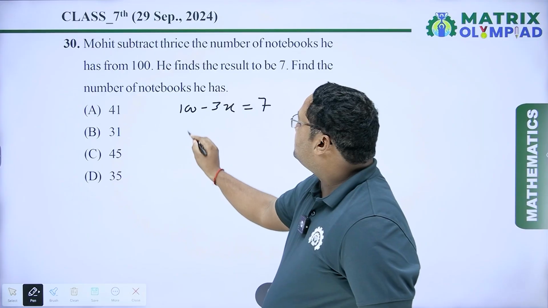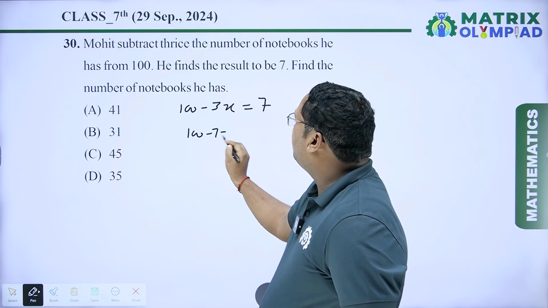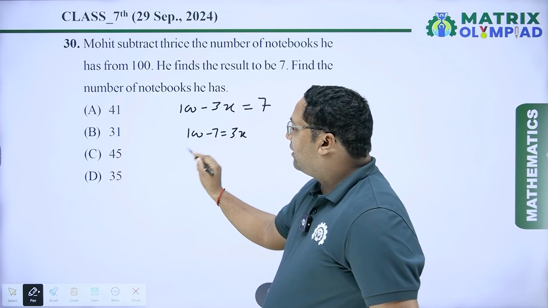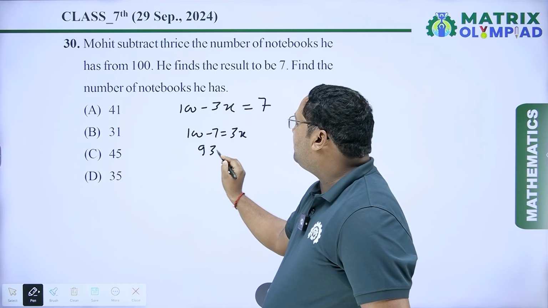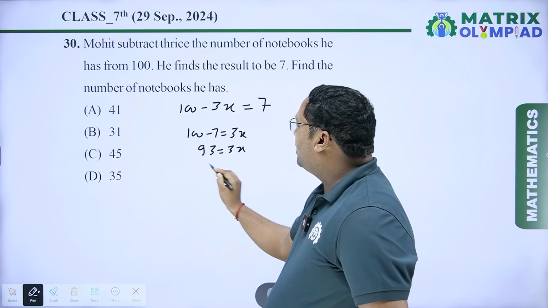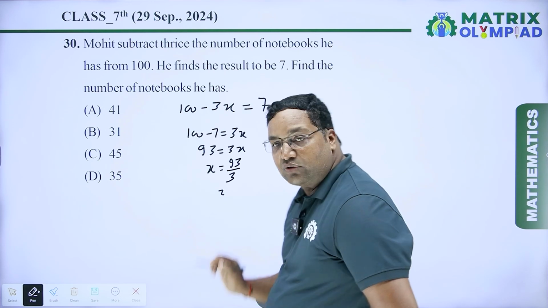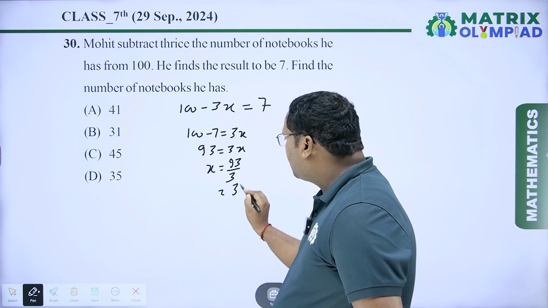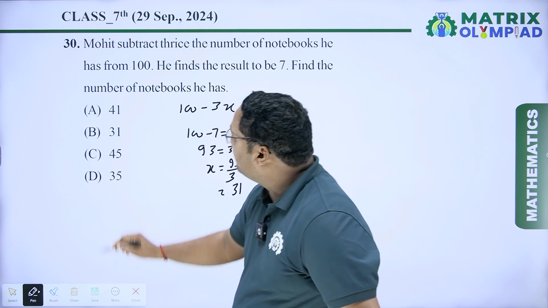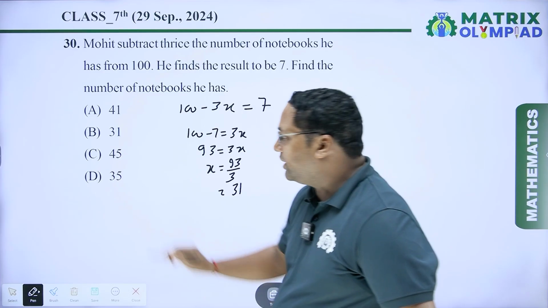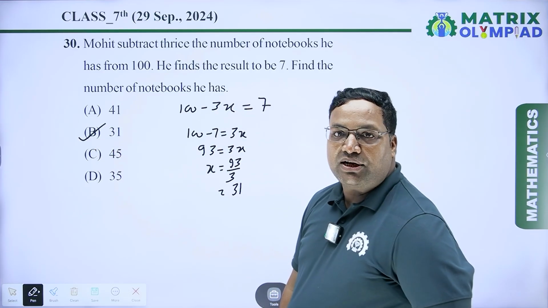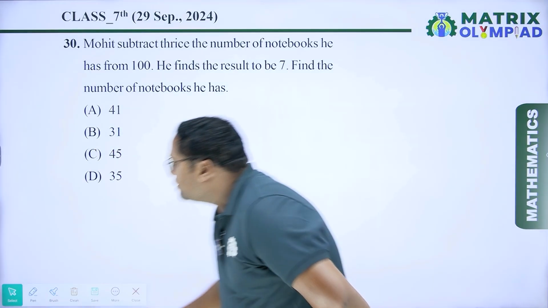So again, 100 minus 7 is equal to 3x. 100 minus 7 is 93, which is equal to 3x. So x equals 93 divided by 3. 3 3s are 9, 3 1s are 3. So x equals 31. So the number of notebooks he has is 31. So the right option is B. Now coming to the next question.